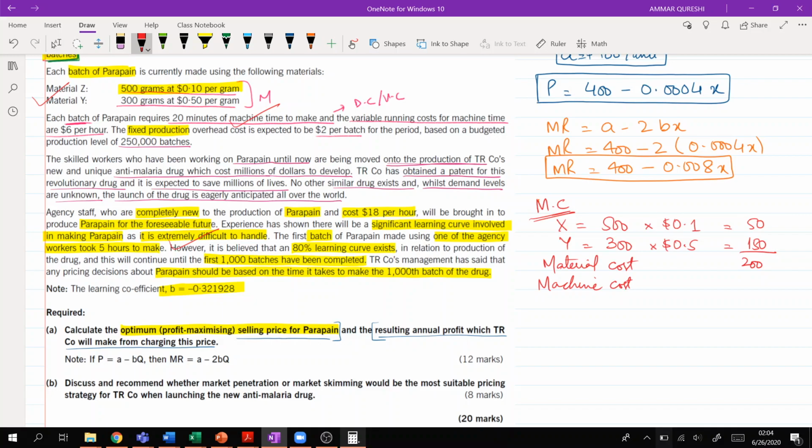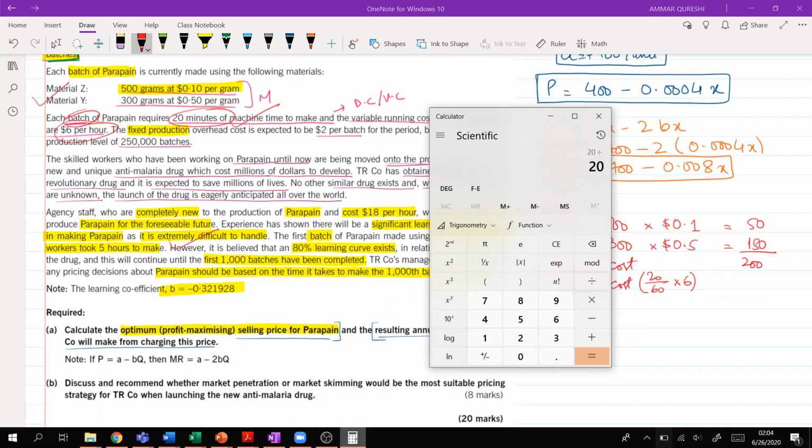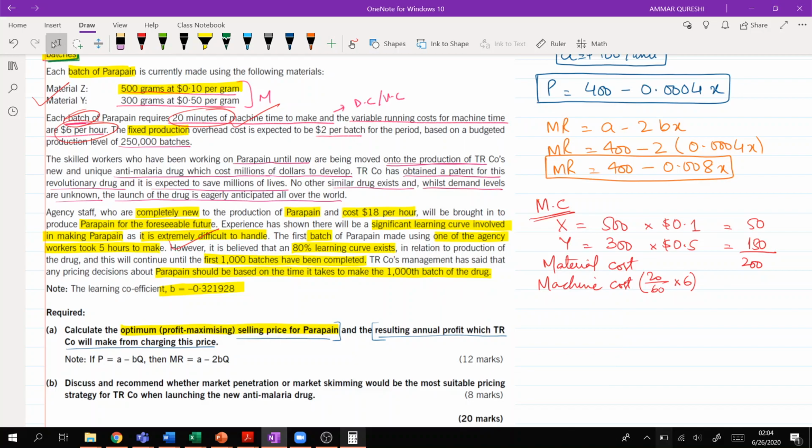Machine cost is 20 minutes of machine time required to manufacture each batch, and the cost is $6 per hour. So 20 divided by 60, because the cost is per hour, $6 per hour. So you have to convert it into hours, and multiply this figure by 6. So 20 divided by 60 times 6 is 2. Right? Now what will be the labor cost?